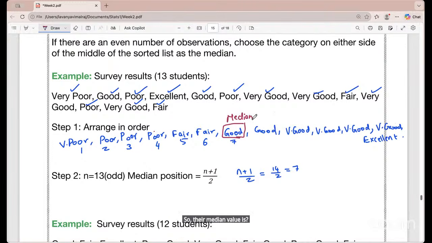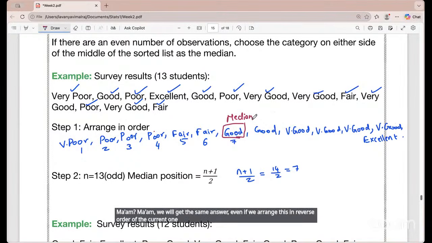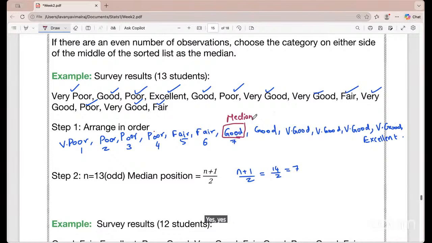Ma'am, we will get the same answer even if we arrange this in reverse order of the current one, right? Yes. Right, because it's in the middle. So either you do it from the left or right, it's going to give you the same answer.